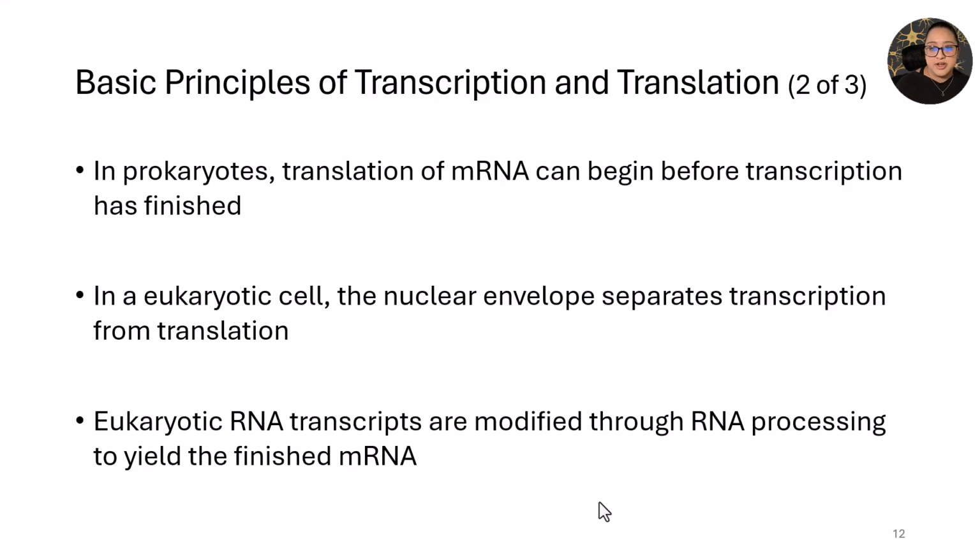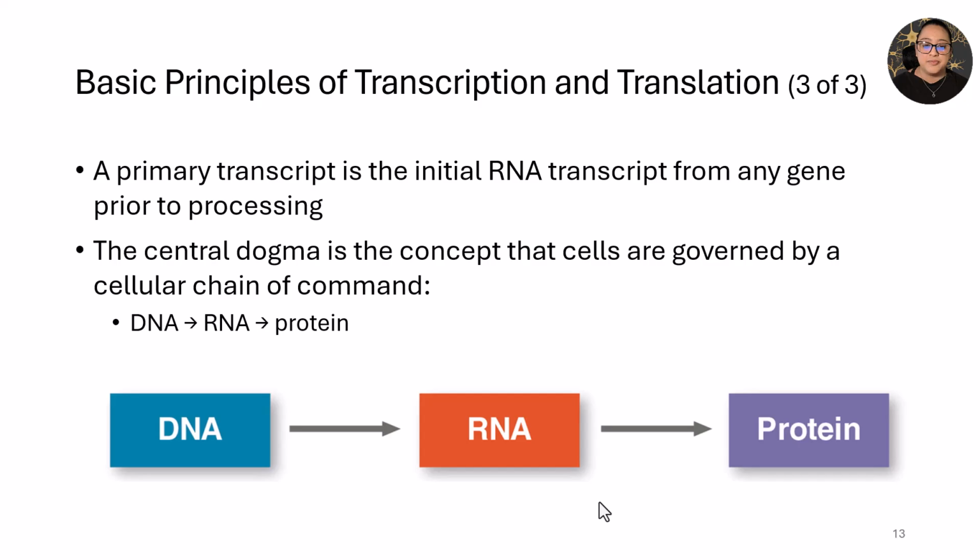Versus in a eukaryotic cell, because there is a nucleus, that nuclear envelope separates transcription from translation. So this process has to happen here in the nucleus, and then this process has to happen out here. And so after transcription, eukaryotic RNA transcripts are modified through RNA processing to yield the finished mRNA before translation happens. So this is just a lot of words. Maybe it's not helping yet. But this is the big picture.